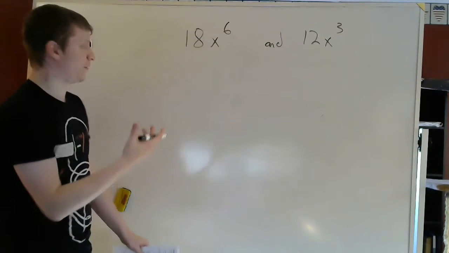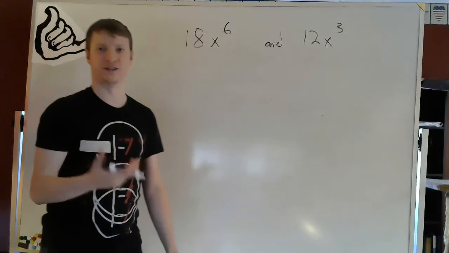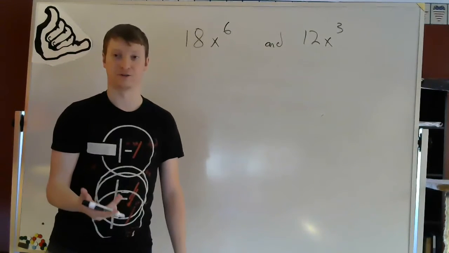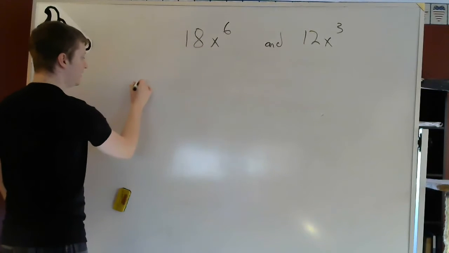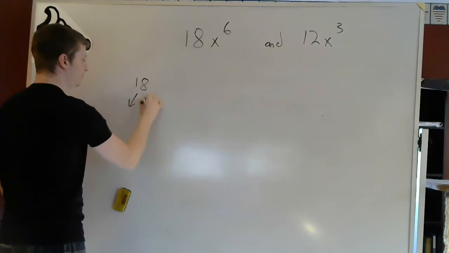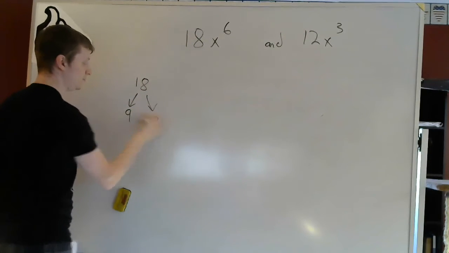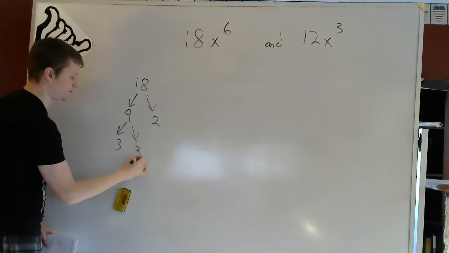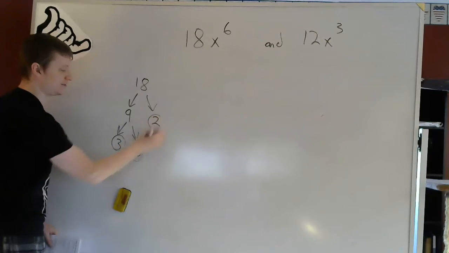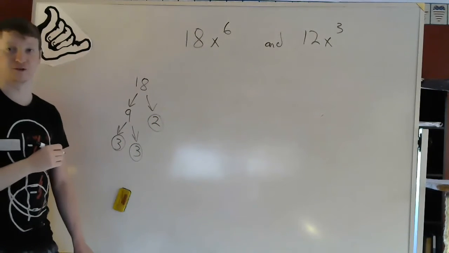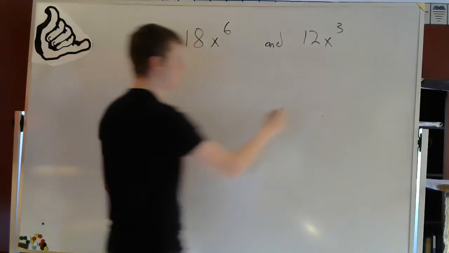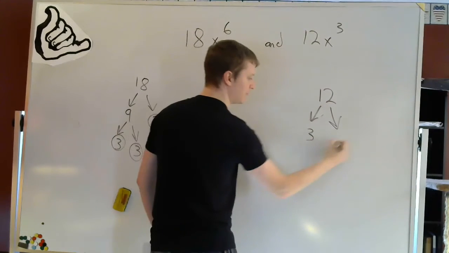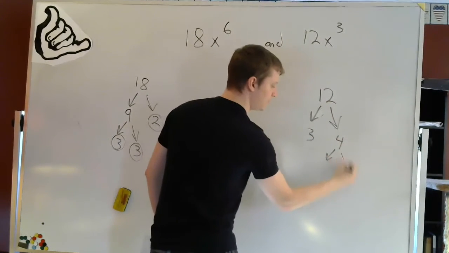For numbers that you can't quite see in your head like you could maybe for this one, we want to break things down to our prime factors. If we take a look at the number 18, 18 is really just 9 times 2. And 9 is really just 3 times 3. So these are our prime factors for 18: 3 times 3 times 2. We can do the same thing over here for 12. 12 is just 3 times 4, and 4 is just 2 times 2.